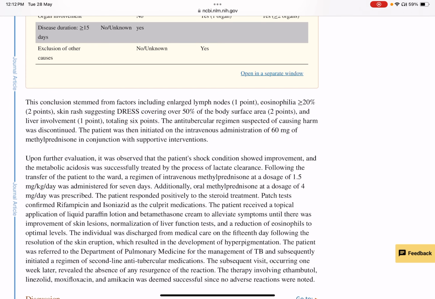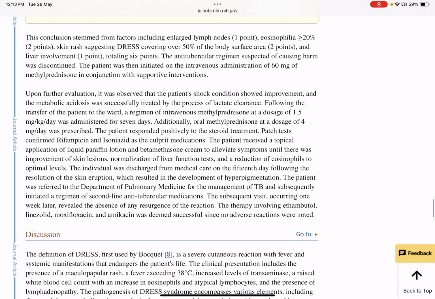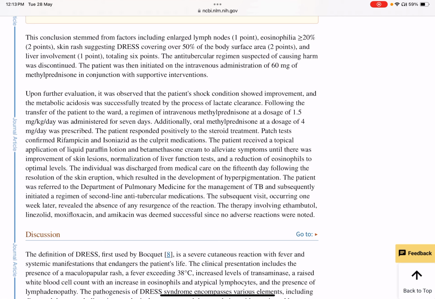See, for the examination, they could have done some kind of test, I'm sure, to find the cause of this Tourette syndrome. So you have to look in the medication. See, patch test confirmed rifampin and isoniazid as the culprit medication. So that is the answer. Patch test has confirmed rifampin and isoniazid as the medication. So now I'm going to choose this patch test. Okay, so rifampin and isoniazid have caused this particular reaction.